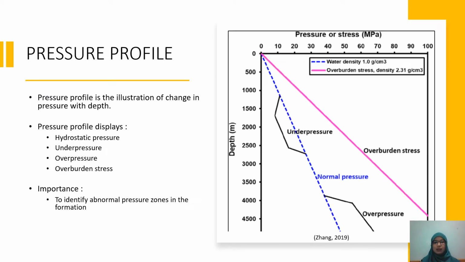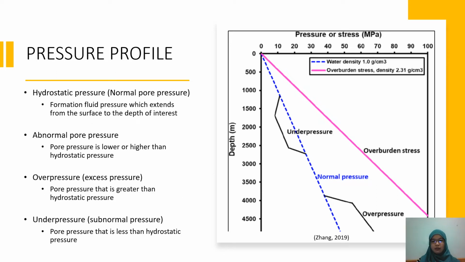So, what is a pressure profile actually? A pressure profile is the illustration of change in the pressure with depth. And as we can see on the figure on the right, which is showing us a pressure profile, it displays the hydrostatic pressure, the underpressure, overpressure, and also the overburden stress. And this pressure profile is important to us because it identifies the abnormal pressure zones in the formation.